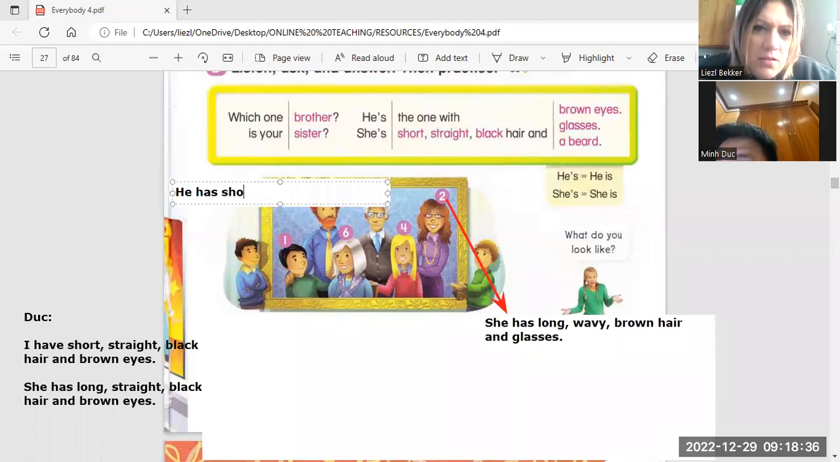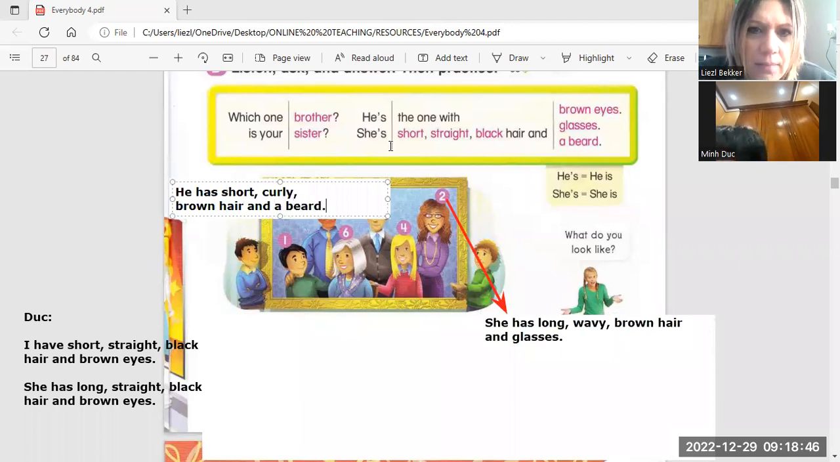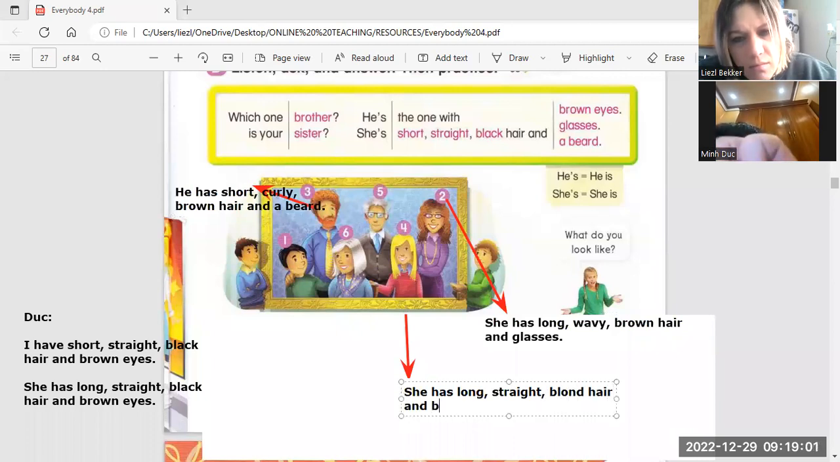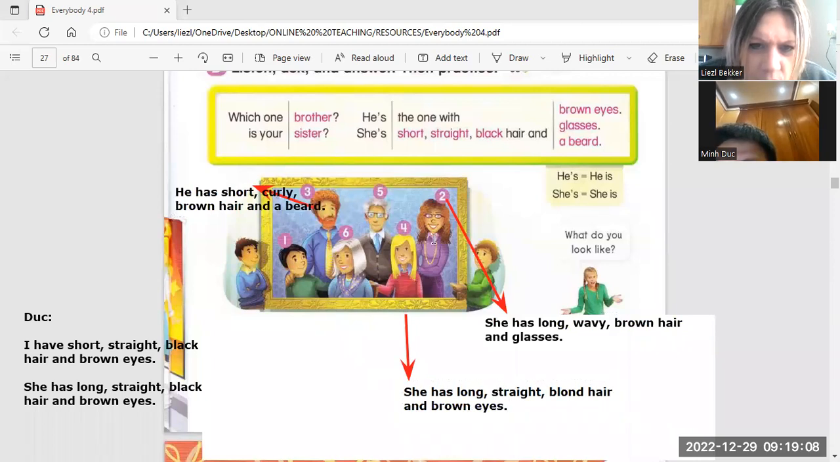He has short, curly brown hair and a beard. Okay. Good. Number four. She has long, straight blonde hair and I think it's brown. And brown eyes. Brown. I think it's brown. With the glasses, I've got blue eyes.